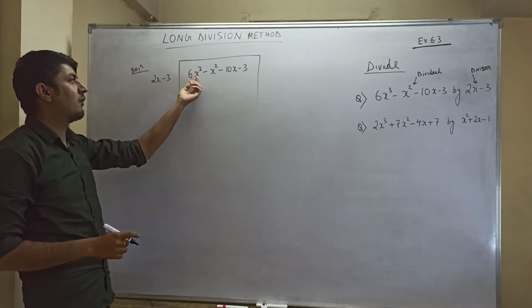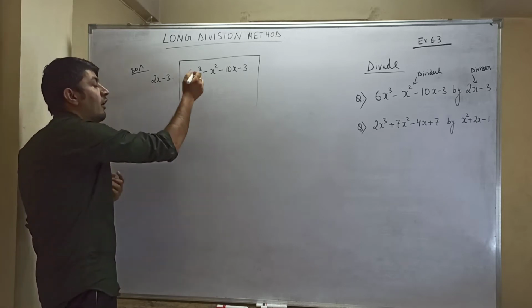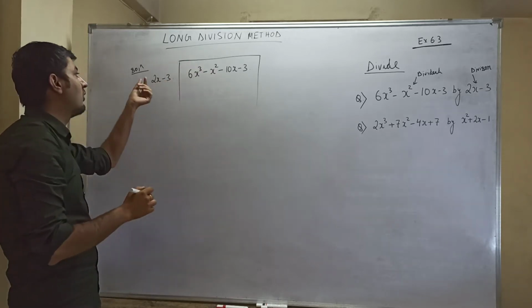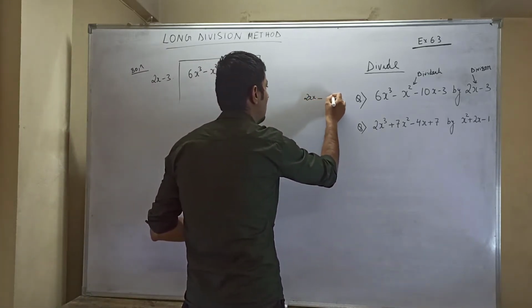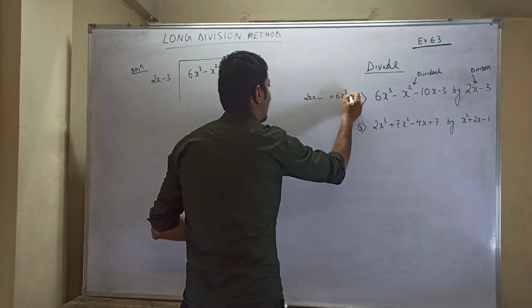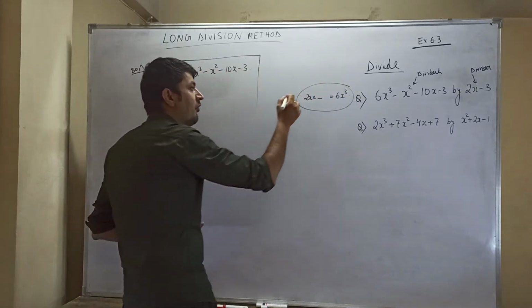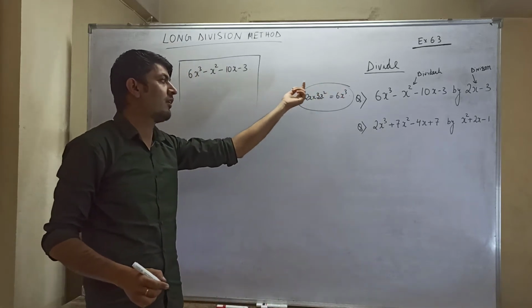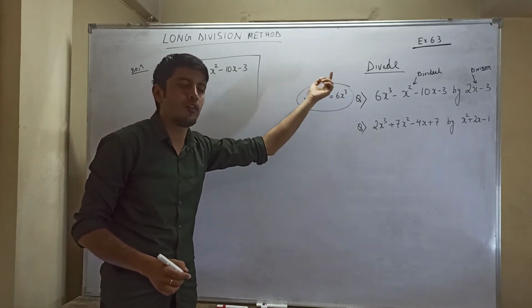Look at the degree here. What is the highest degree? 3. And here the degree is 1. So somehow I should be able to get 6x cubed. So how much should I multiply? 2x into how much should I do so that I will get 6x cubed? I have to multiply by 3x squared. When I multiply 3x squared into 2x, you get 6x cubed.